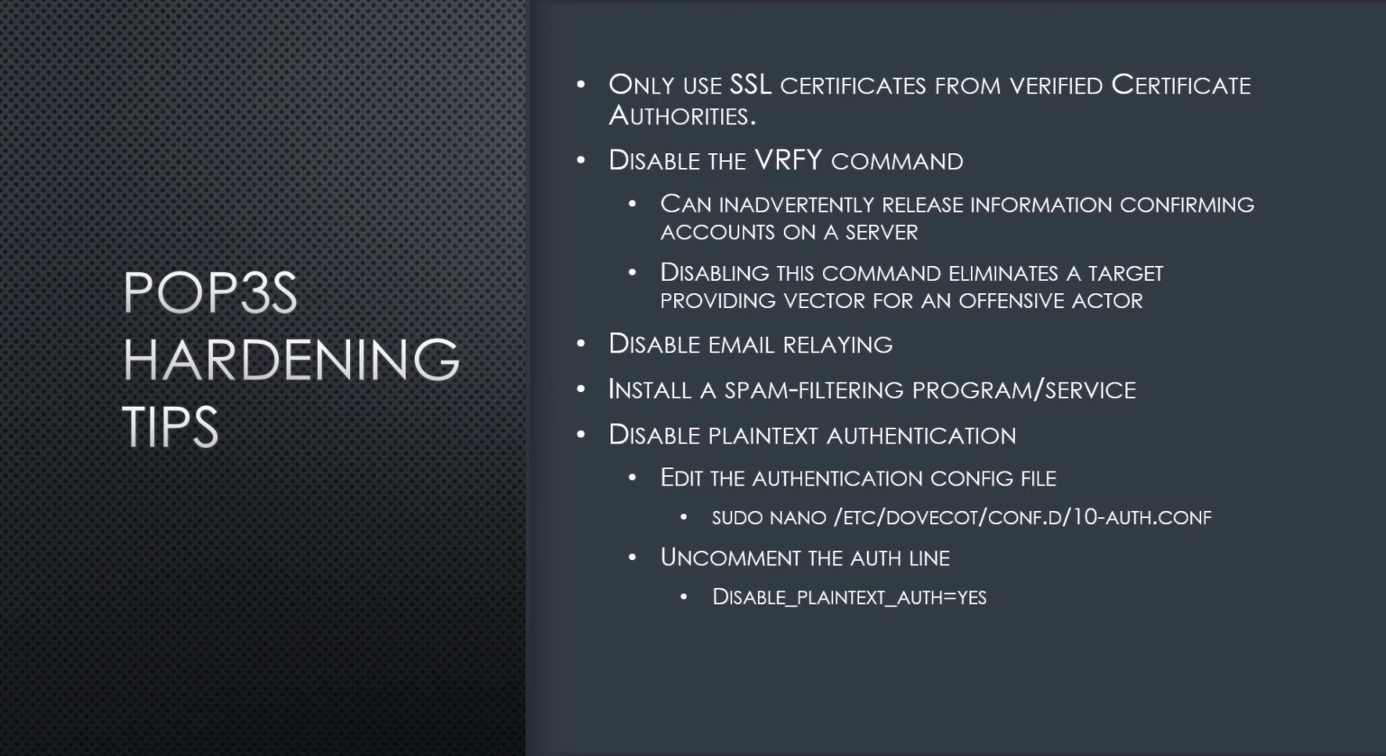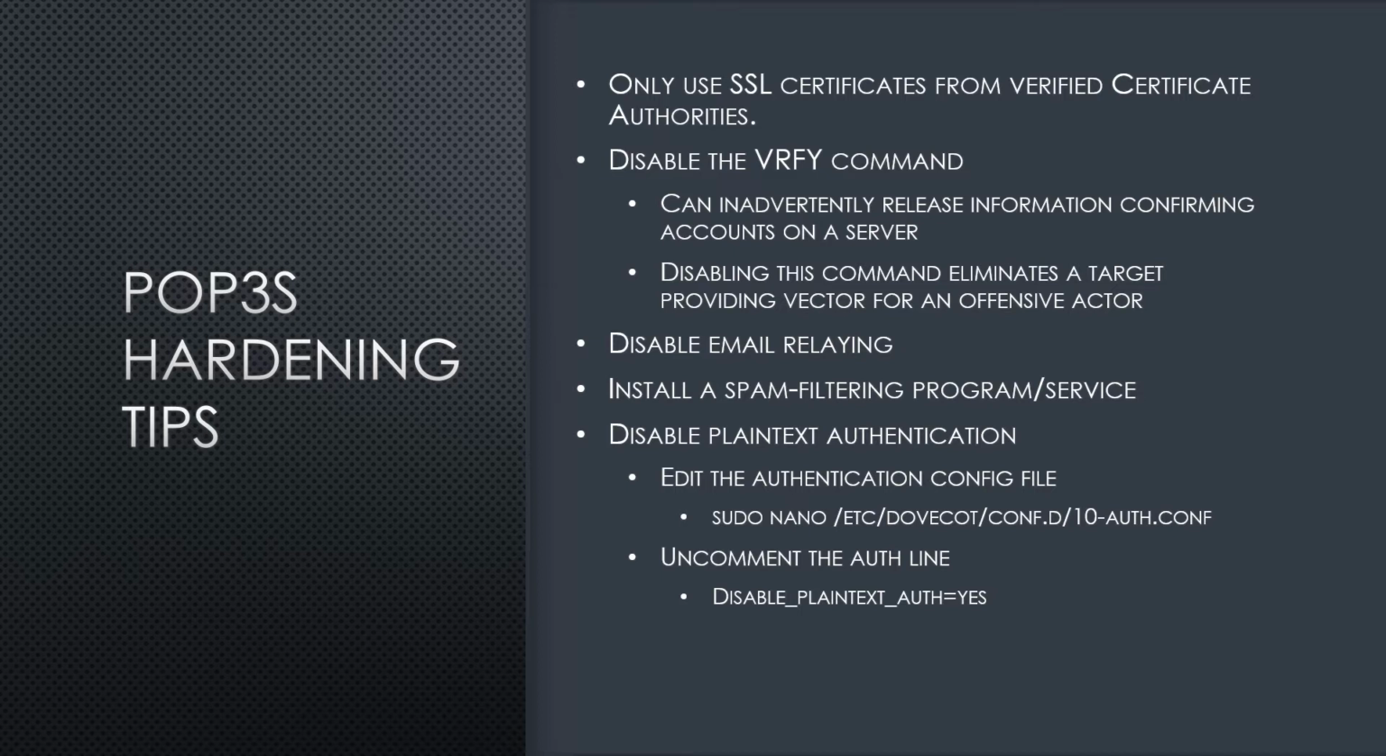Disable plain text authentication. Usually, if you've got POP3S, it's not on there, but just on the off chance that some connection is not correctly configured, or you forgot to configure it for POP3S for a certain connection, go ahead and disable plain text authentication. You edit the authentication config file. We're using Dovecot. If you use something else, I'm sure they have their own command. Then you uncomment the authentication line. Don't take it out, just uncomment the line.